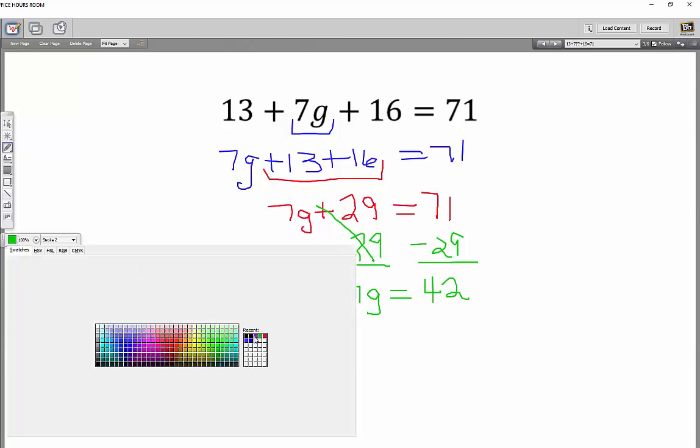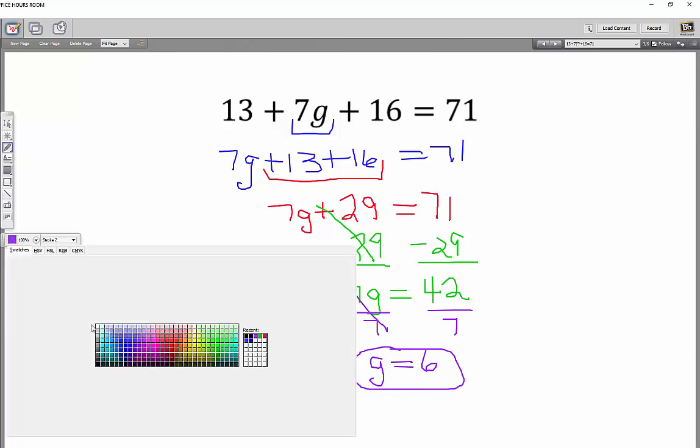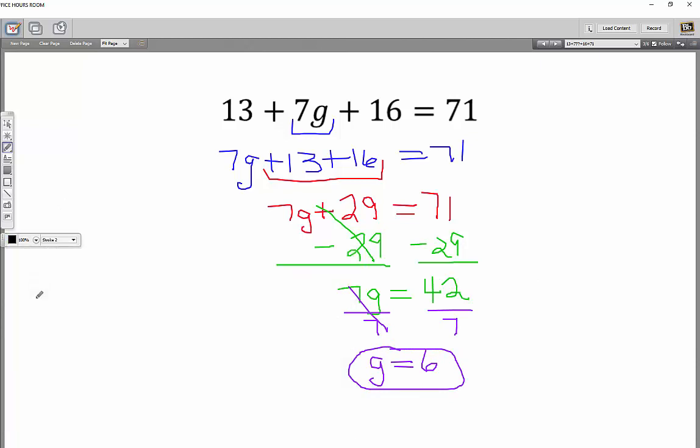Our last step is to go ahead and solve the equation with one final step of either multiplication or division. Since there's multiplication between 7 and g, we need to undo that multiplication. We're going to undo it by dividing both sides by 7. 7 divided by 7 is 1. Our 7's cancel out, and we're left with g. 42 divided by 7 is 6. And we end up with the solution that g equals 6.